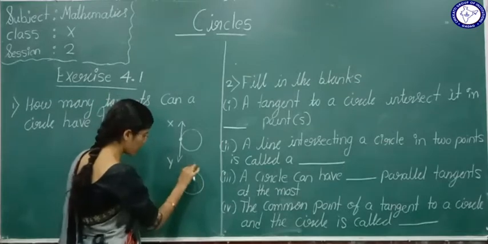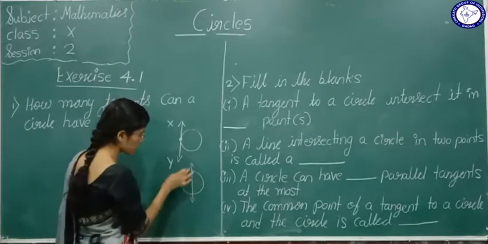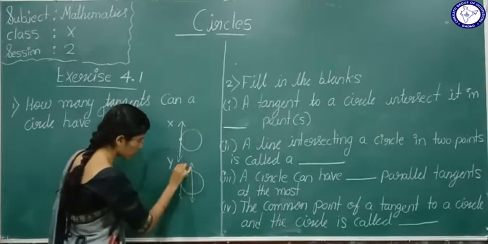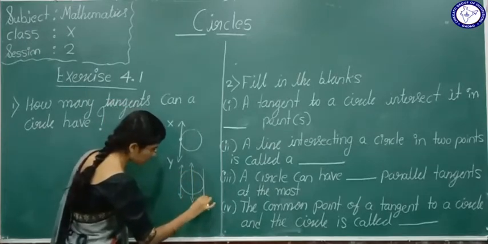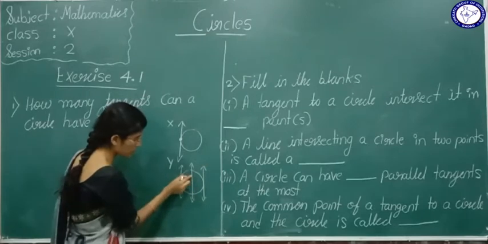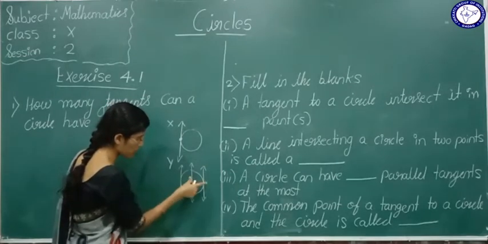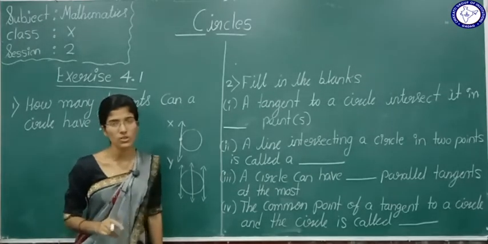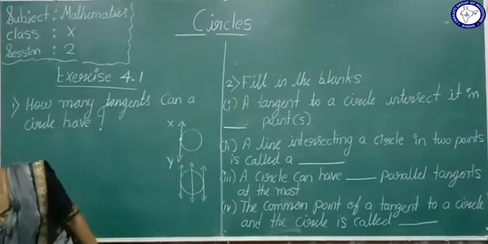And we came to know that for a given secant, suppose this is a circle and this is the given secant, we can draw only two parallel tangents. For this secant we can draw only two tangents as parallel. More than two tangents we can't draw. We also came to know this.